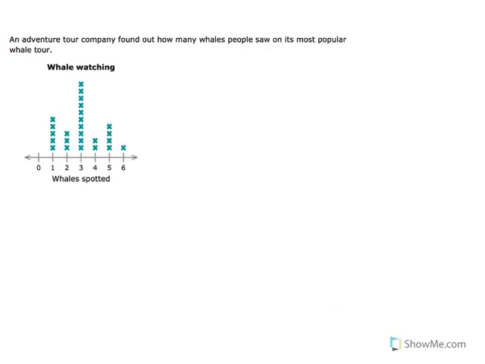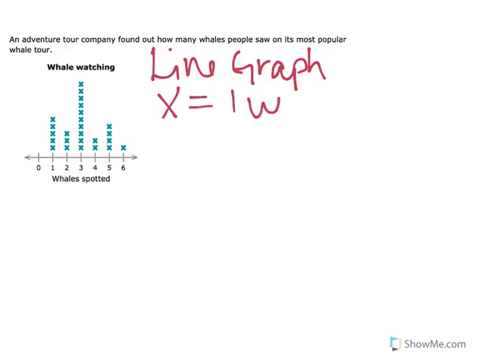Now looking at the second example, it says an adventure tour company found out how many whales people saw on its most popular whale tour. So this line graph is showing us how many whales were spotted on different trips. I know that 1 X on my line graph is representing 1 whale, or the amount of times they saw that whale.